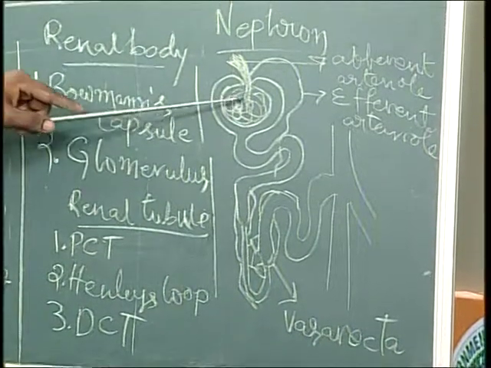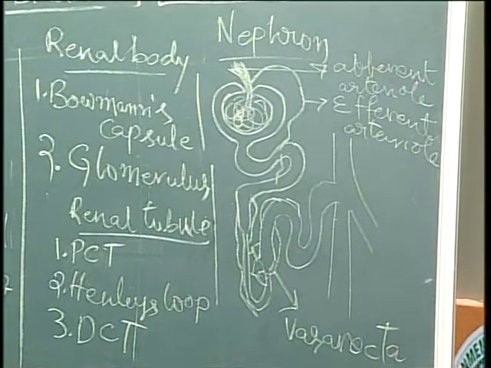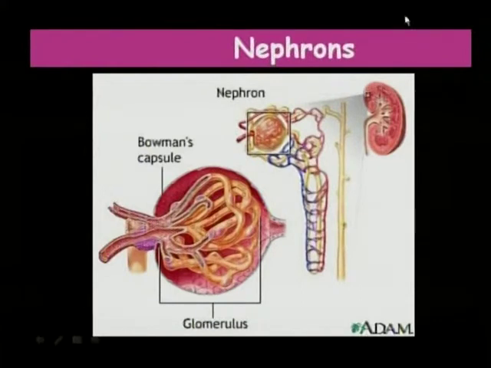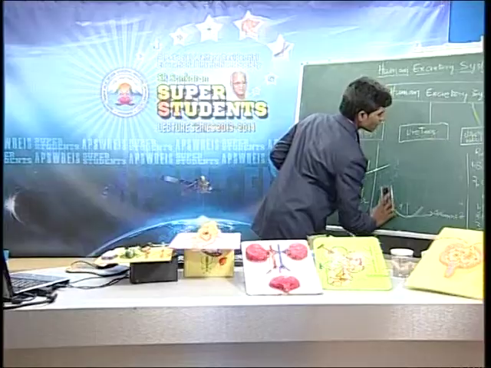Let us, friends, learn about the functions. Here also you can see the position of the glomerulus in the nephron. See the kidney, nephron and the glomerulus. See, this is the glomerulus and Bowman's capsule. In this small, simple structure there is also another structure. Let us learn about it.